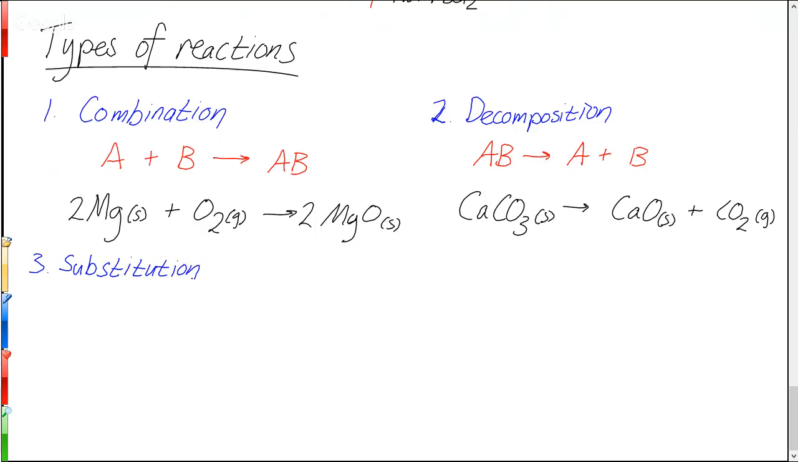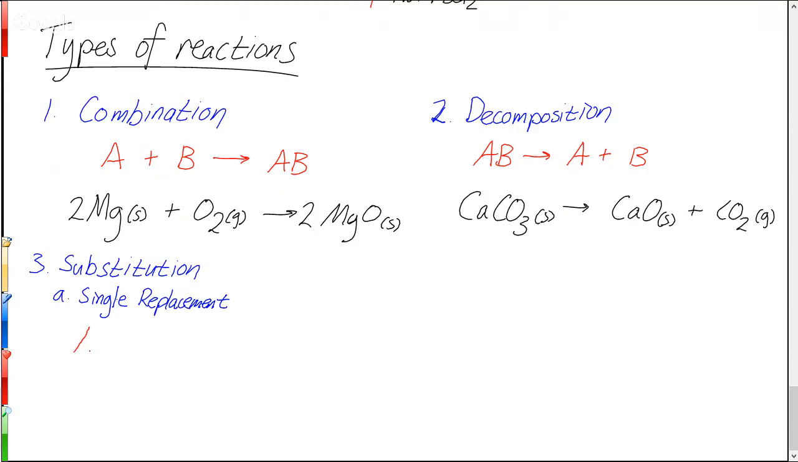Our third kind of reactions are going to be substitution reactions. Substitution reactions, there's two different kinds. There is what we call single replacement. And then there's going to be double replacement. We'll look at them one by one.